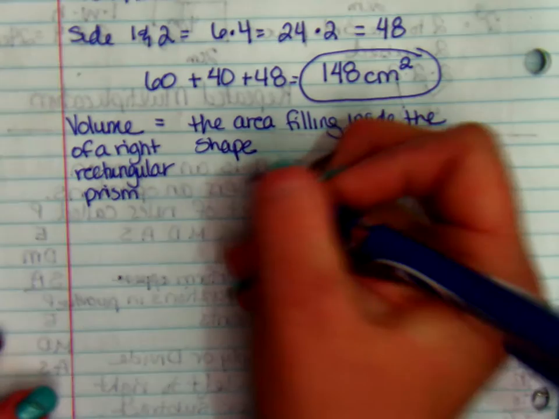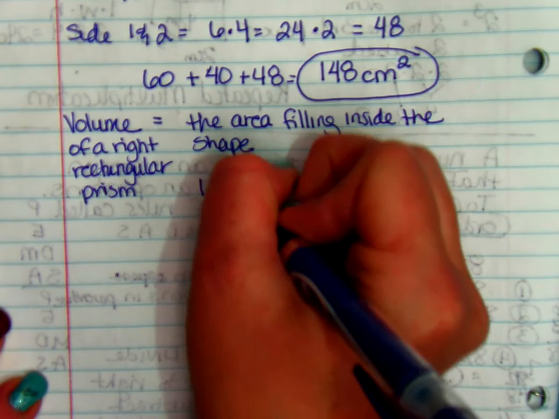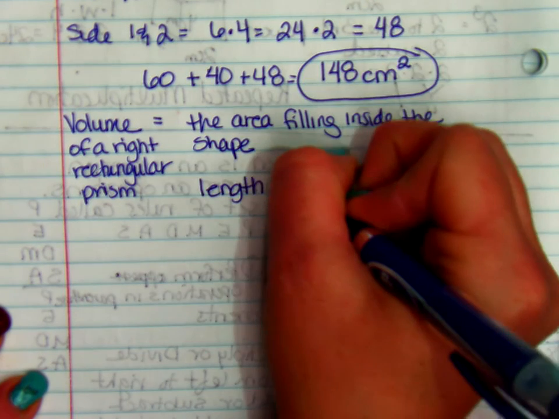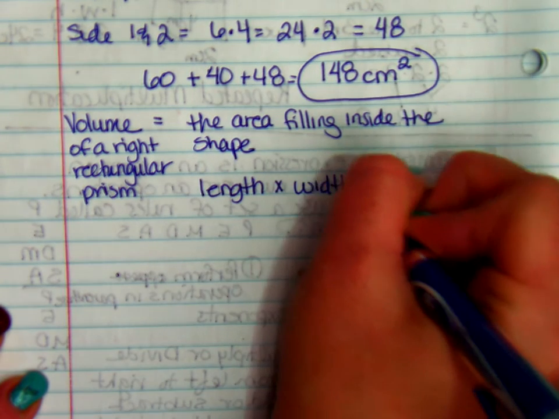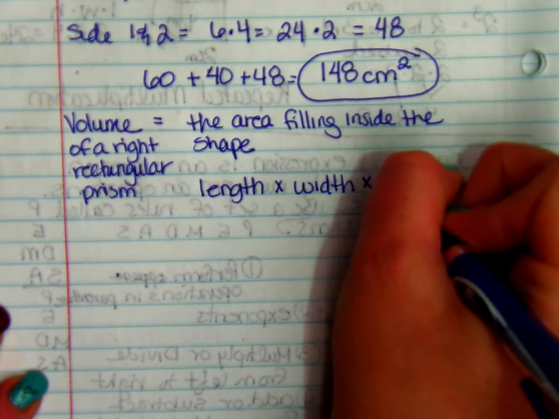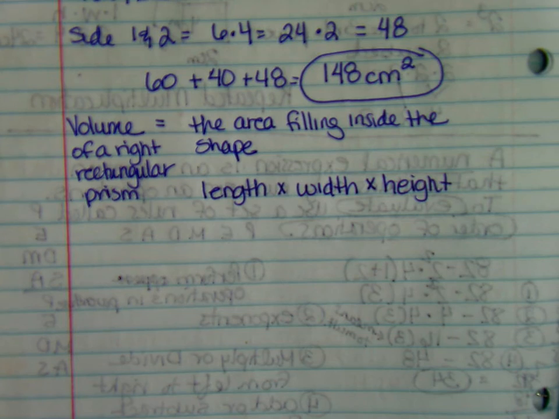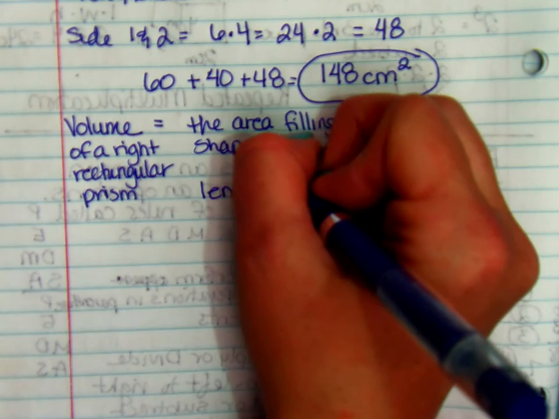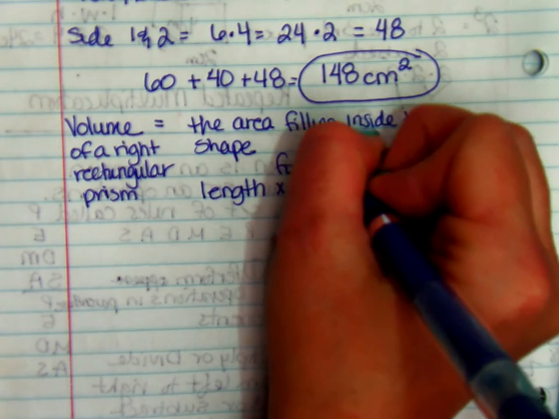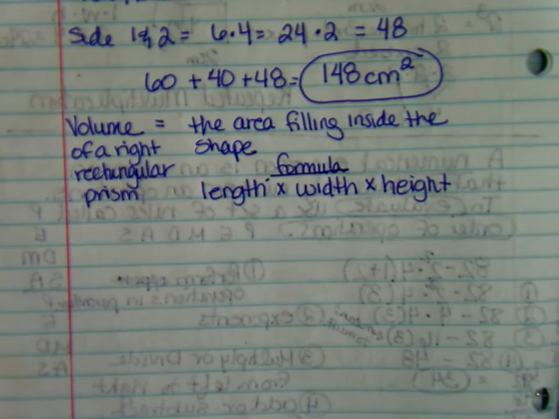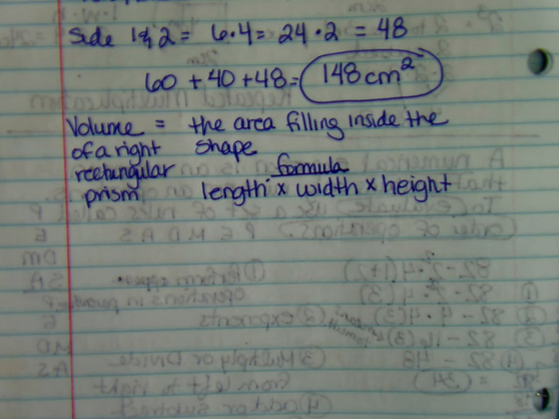To find this, you're going to do length times width, just like we did before, but we're going to add now height. So length times width times height. This is your formula. So to answer your question, the difference between surface area and volume is surface area is outside the shape. It's like the skin, and volume is what's inside. It's like the guts.